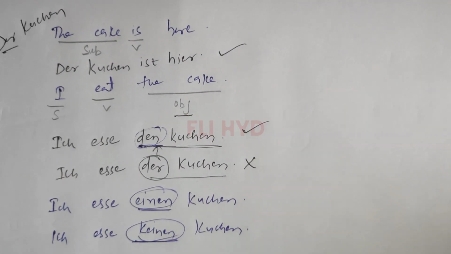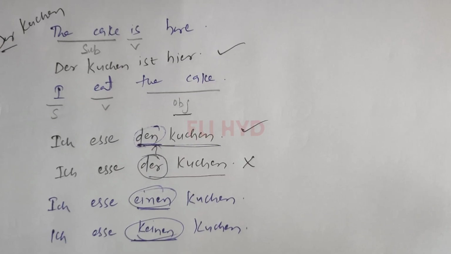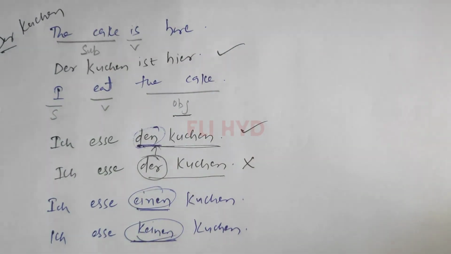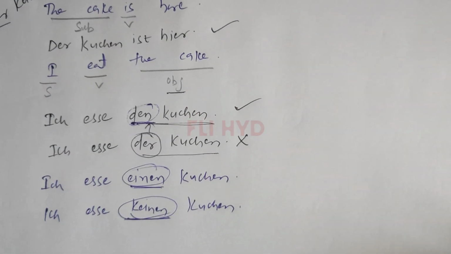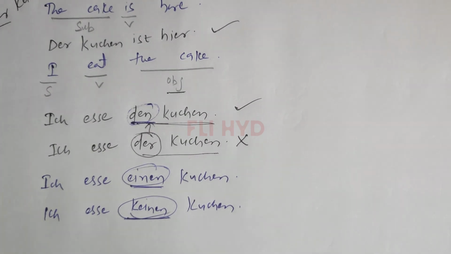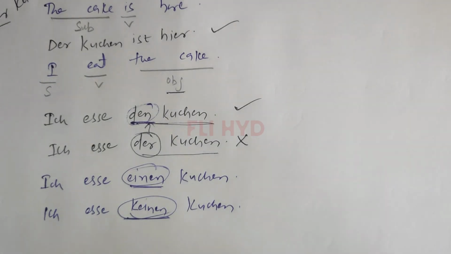Clear? So if the noun is in the subject place, then you have to write it according to nominative. If the noun is in the object place, then we have to write it according to accusative, especially the masculine gender. There, der changes to den from nominative to accusative. Indefinite article ein changes to einen, and indefinite negative kein changes to keinen. Clear? So this is about nominative and accusative.